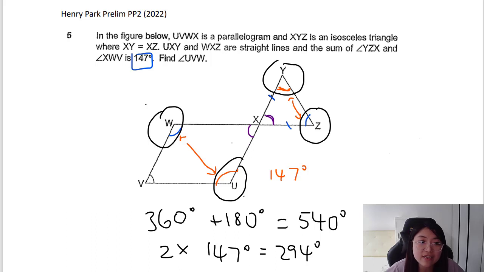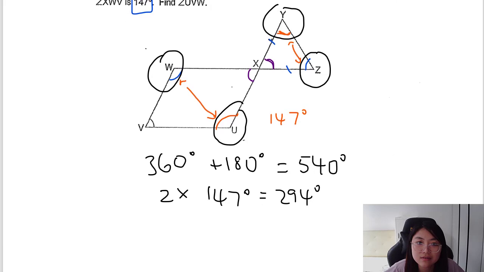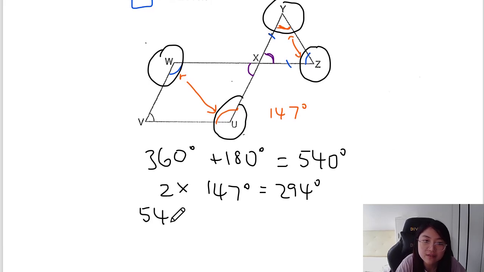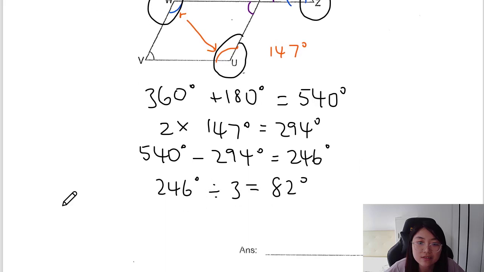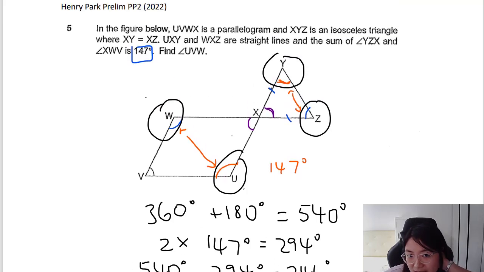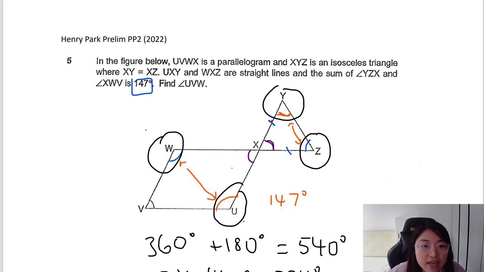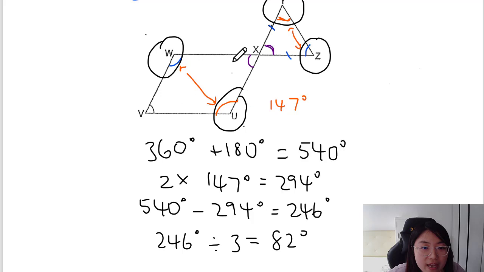So let's find the remaining angles first. Total 540, we minus 294. So remaining it's 246. We know these are three identical angles, so we take 246 divided by 3, and we will be able to get the angle at V here, the angle UVW. So it is pretty easy. Even though this question didn't give us any particular number, we are able to solve it because we know the sum of the angles of a parallelogram, we know the properties of the angles inside the parallelogram, and we also know about the isosceles triangle.